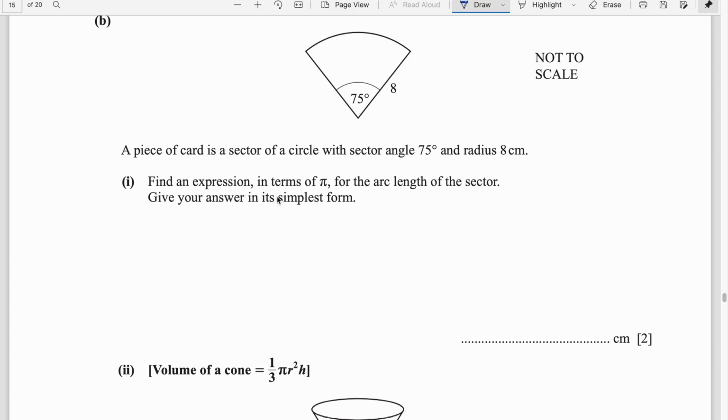Part a piece of card is a sector of a circle with sector angle 75 degrees and radius 8. Find an expression in terms of pi for the arc length of the sector. Give your answer in the simplest form. So arc length is angle divided by 360 into 2 pi r, with r as 8. So use your calculator and we get a value of 10 by 3 pi.